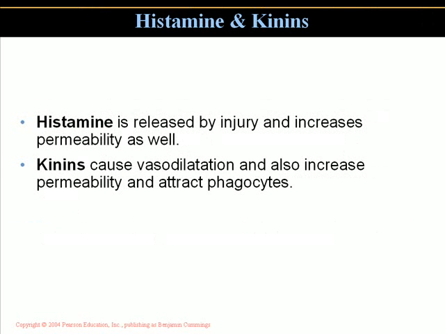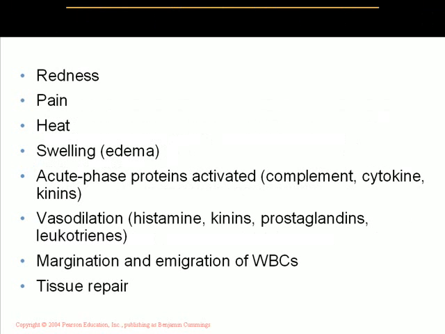Substances that are released at the site include histamines. This is released by injury and increases the permeability as well. Kinins cause vasodilatation, also increase permeability, and attract phagocytes. Again, in the inflammatory response, you should be familiar with these key findings: redness, pain, heat, swelling, and or edema. In the acute phase, proteins are activated, including the complement, the cytokine, and the kinins.